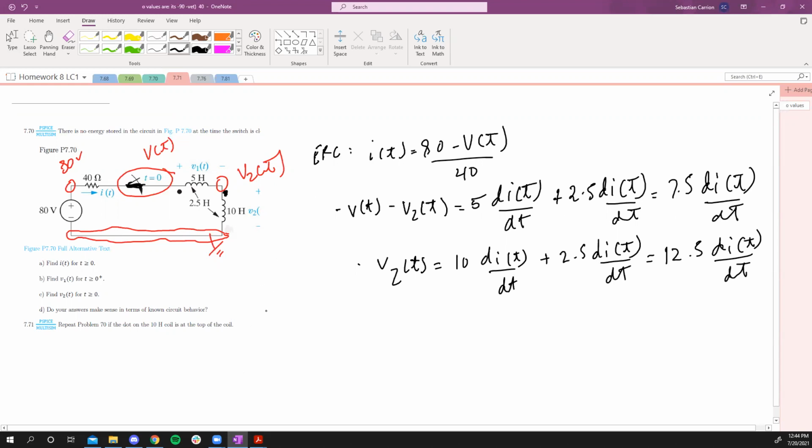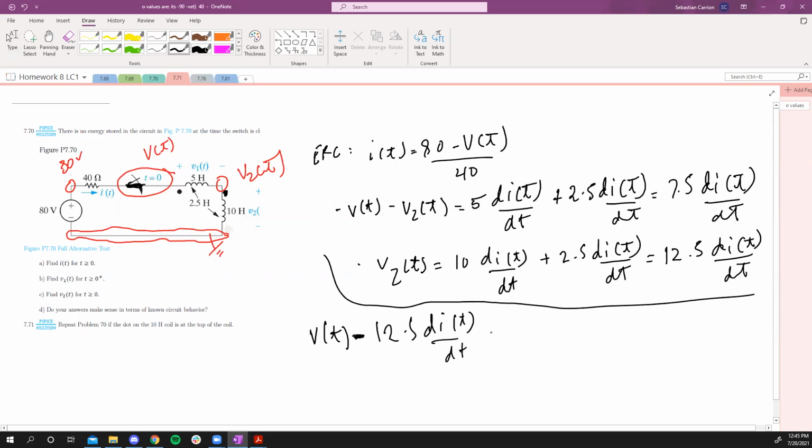Same thing. We can plug this V2T into this equation, then we plug whatever answer for VT we get into this equation. No need for Maxima. So VT is equal to 12.5 dIT over dt plus 7.5 dIT over dt. So VT is equal to 20 dIT over dt, right?